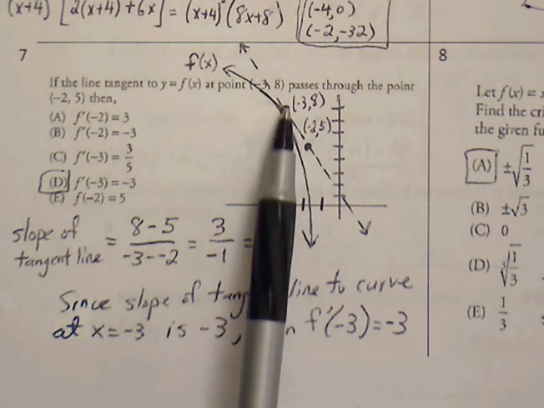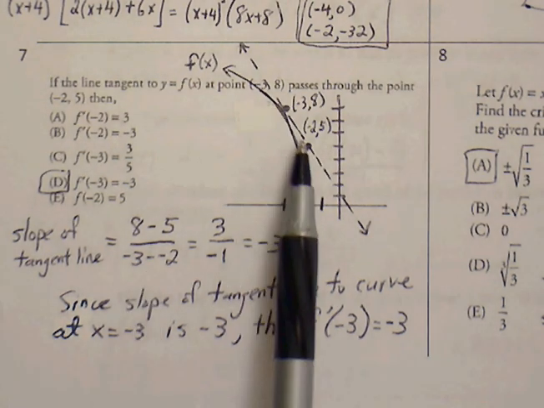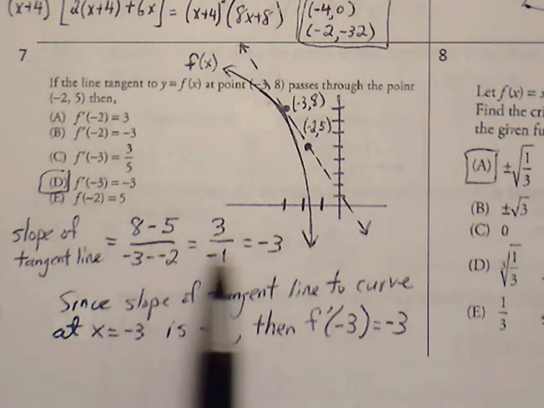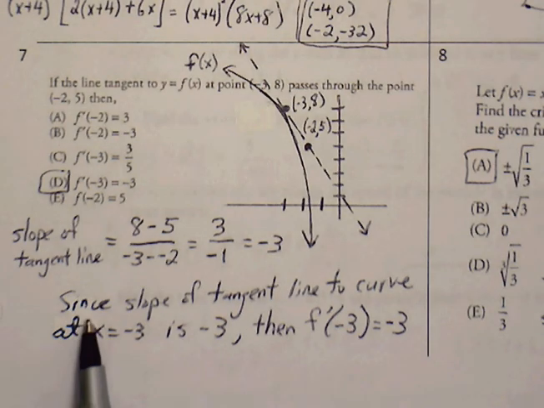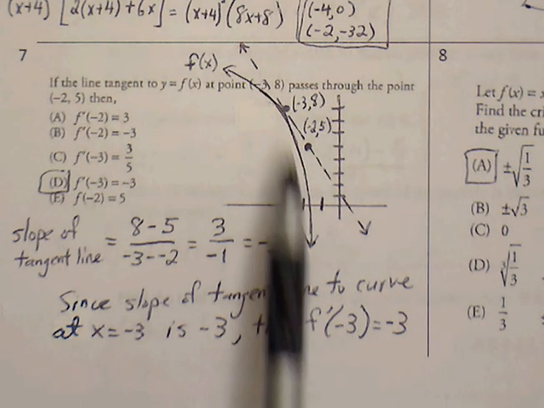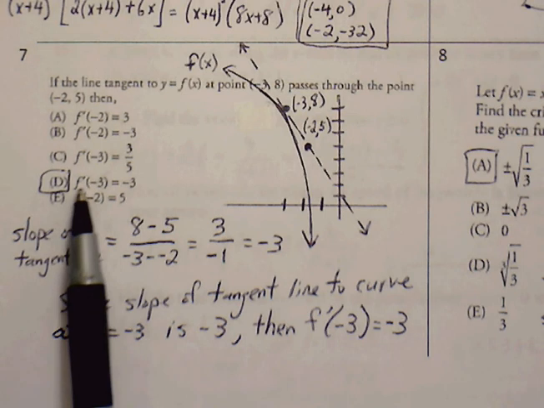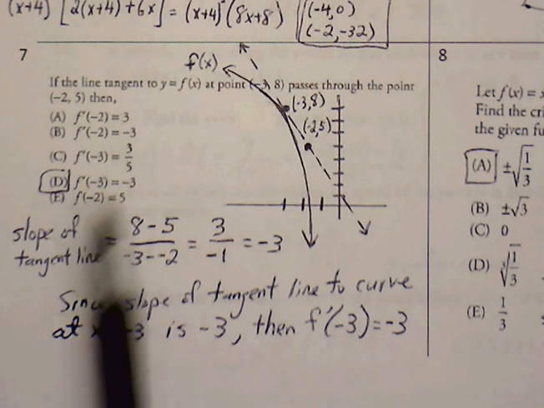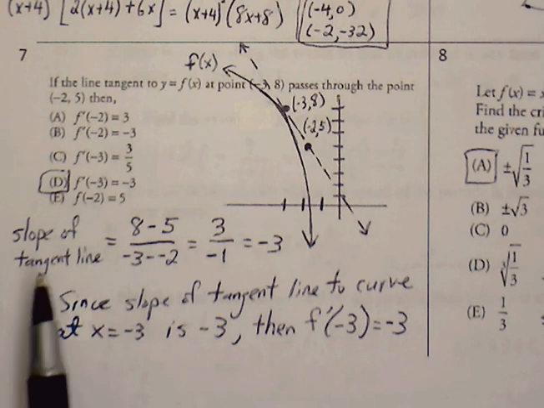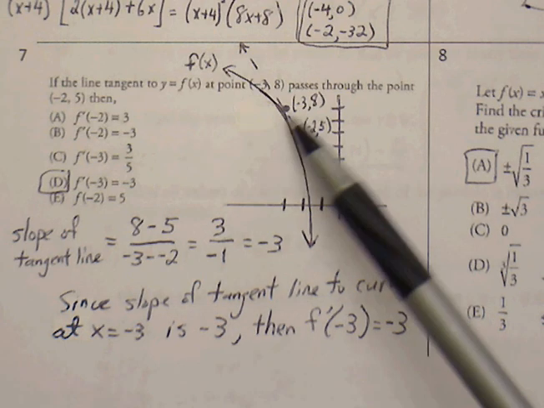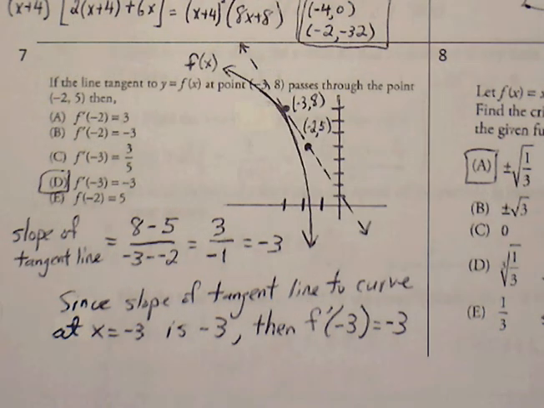Right? So slope is just change in y over change in x. So I'm going to use these 2 points to find my slope, which will give me negative 3. So now, since the slope of the tangent line to the curve at x equals negative 3 is negative 3, then I know that f prime of negative 3 must be equal to negative 3, right? This just says that my slope at negative 3 for my function is going to be negative 3, right? Because the slope of the tangent line is negative 3, therefore the slope at the point of tangency to the curve will also be negative 3.